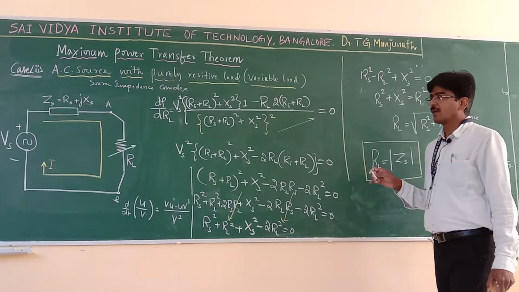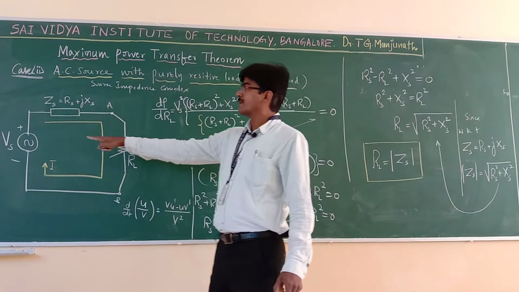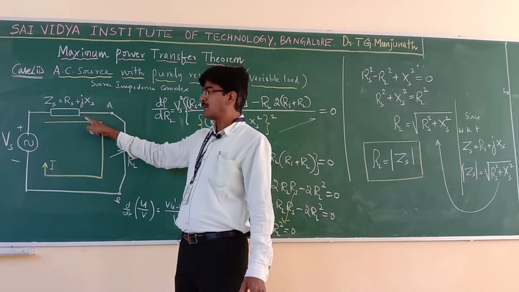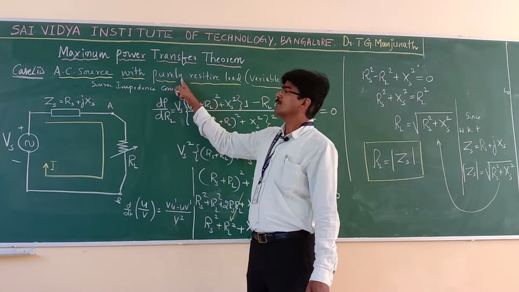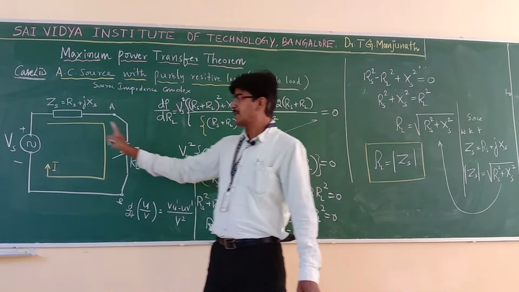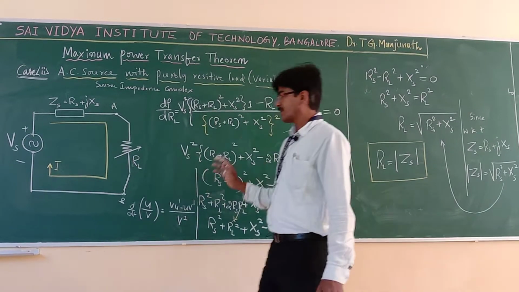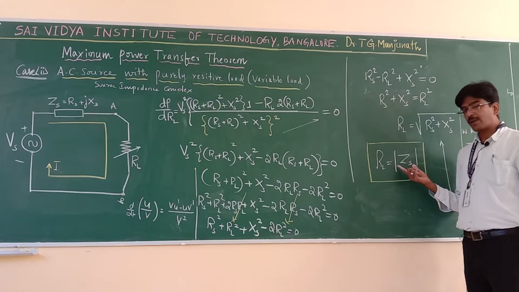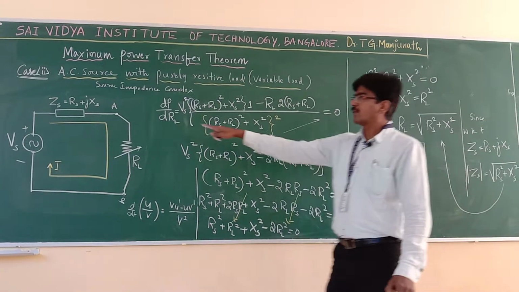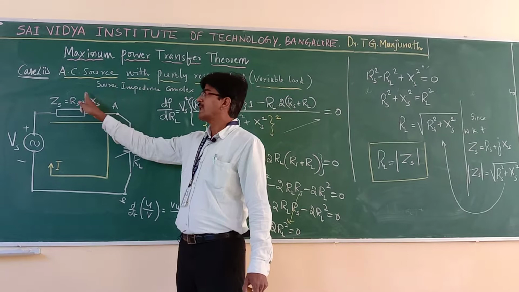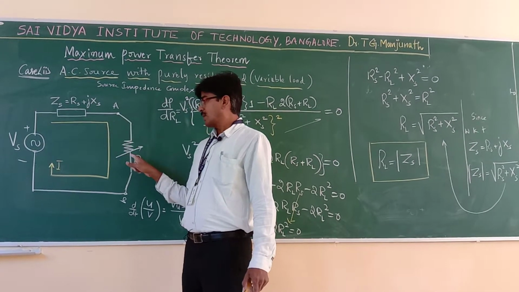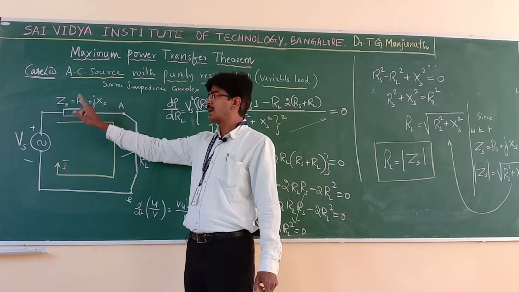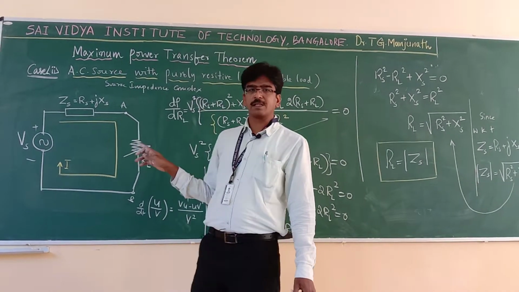That means when the source is AC, the source impedance is complex and the load is purely resistive with variable value, the condition for maximum power transfer is that the load resistance value should be equal to the magnitude of source impedance. So this is the source impedance, and we should take the magnitude of this value and adjust the load value to the magnitude of this source impedance to get the maximum power transfer in this case.